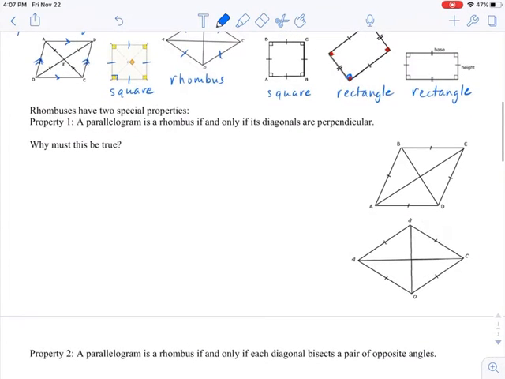Okay, so next we're going to look at some properties of rhombuses. And the first property is that a parallelogram is a rhombus if and only if its diagonals are perpendicular. In other words, all of these angles in the center here are right angles. And really what we see is that we've got side, angle, side, triangle congruent. So all four of these triangles are congruent.